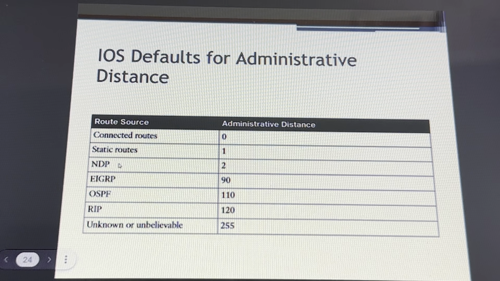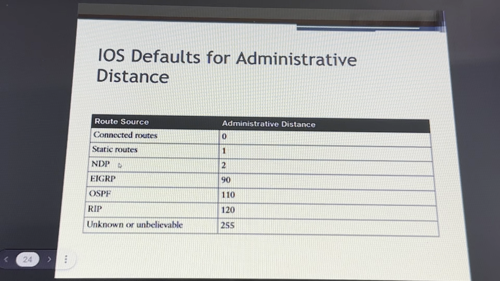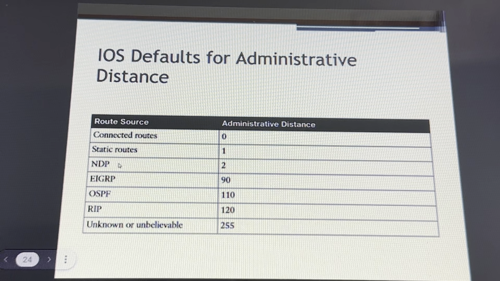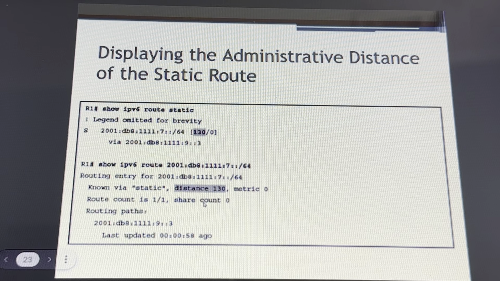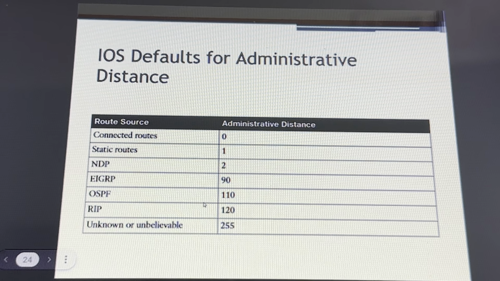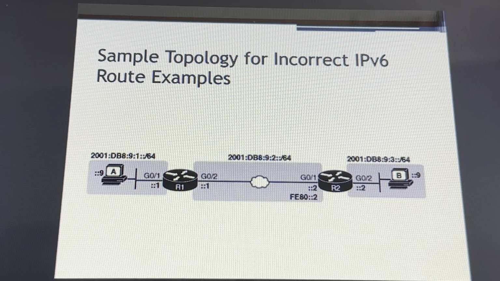So we can then fix our IPv6 route so that the learned route via OSPF will take precedence over the static route by changing the administrative distance. Same thing we would do with IPv4.